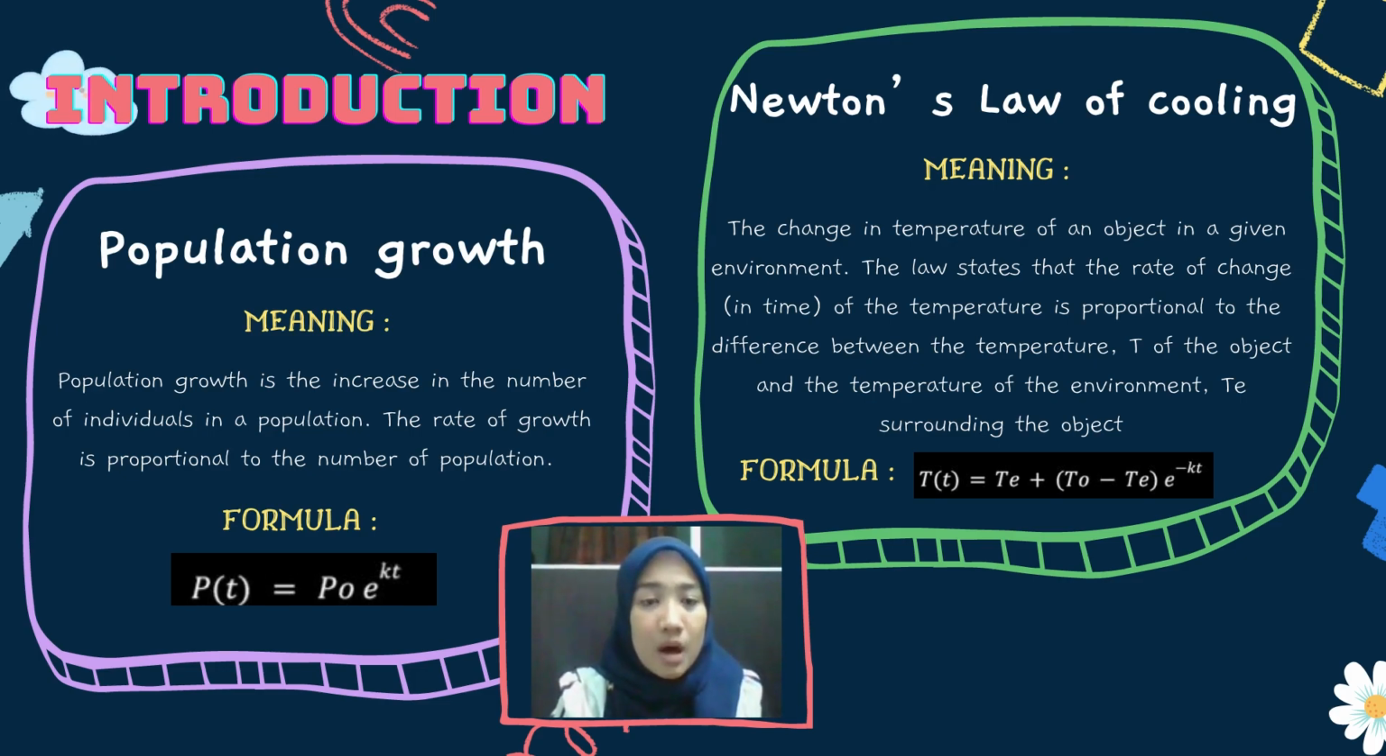P(t) is the number of population at any time, P0 is the initial number of population, e is exponential, k is the proportional constant, and t is the time.